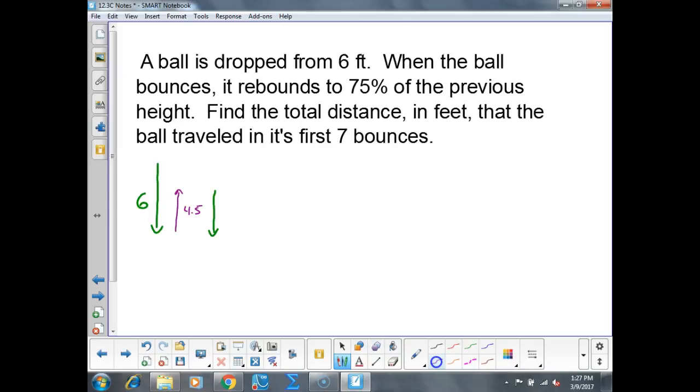Then what? Goes up how far? 3.375. 3.375. And so on and so forth, right? So how many bounces is that? That's 2 bounces, right?